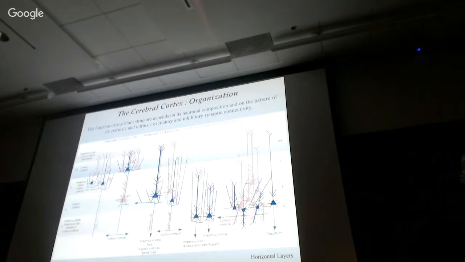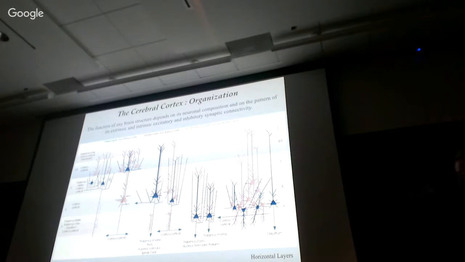The most important organization of the cerebral cortex is a six-layer structure. These are horizontal layers, populated by different types of cells, and these cells create different specialized areas in the brain. The layers also receive fibers coming from different structures. So the function of any brain structure is going to depend on its neuronal composition and on the pattern of its synaptic connectivity.